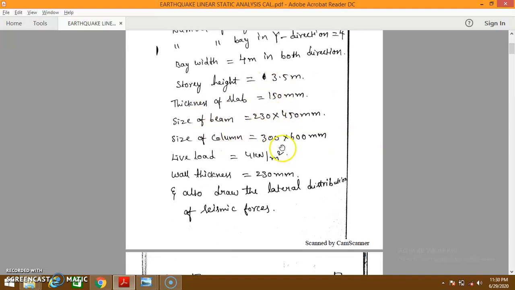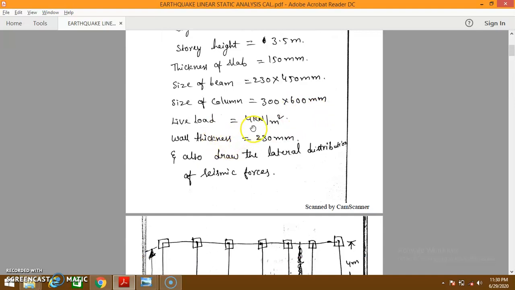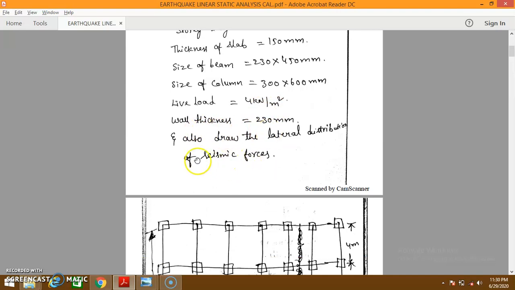Size of beam is 230 by 450 mm. Size of column is 300 by 600 mm. Live load is given as 4 kN per meter square. Wall thickness is 230 mm, or a 9-inch wall. And also draw the lateral distribution of seismic forces. We draw the lateral distribution floor wise, and the base shear. Calculate the base shear mainly.